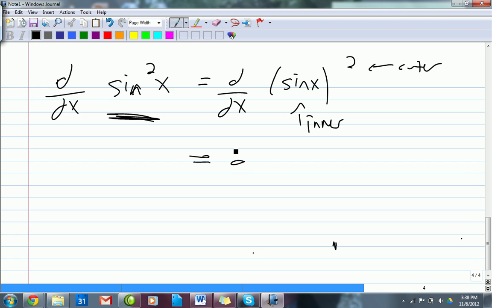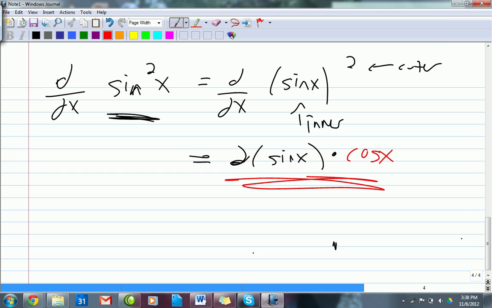So down comes a 2. Keep the sine of x intact. Bump the power down 1, so it becomes to the 1st. Times, now by the chain step, the derivative of my inner function. The derivative of my sine function is cosine. Bam. And that happens to be a nice little identity. We'll leave it as such. So that's the chain rule.